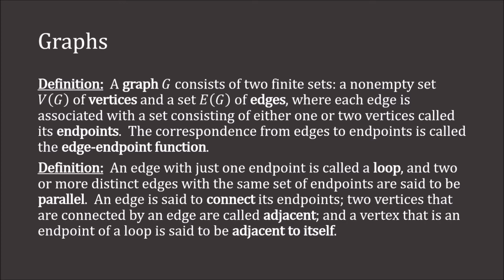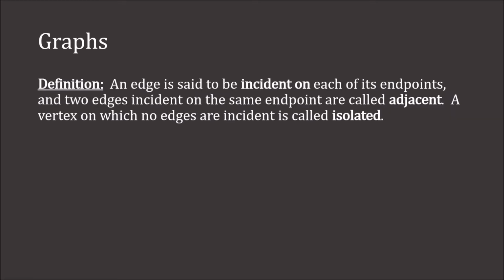An edge is said to connect its endpoints. And two vertices that are connected by an edge are called adjacent. A vertex that is an endpoint of a loop is said to be adjacent to itself. An edge is said to be incident on each of its endpoints. And two edges incident on the same endpoints are called adjacent. A vertex on which no edges are incident is called isolated.